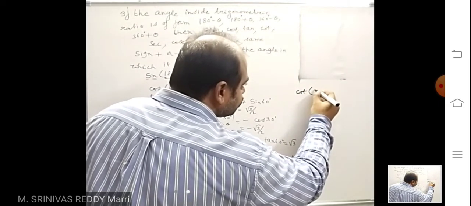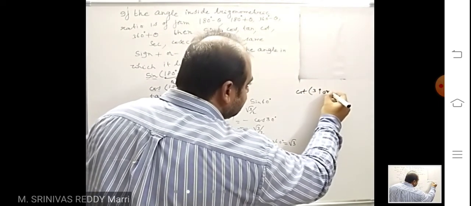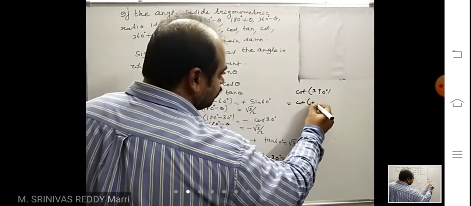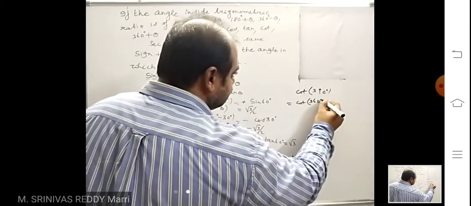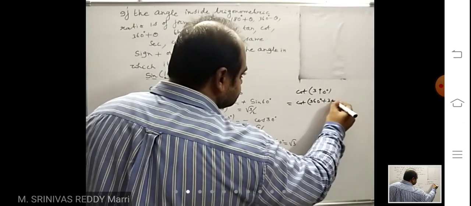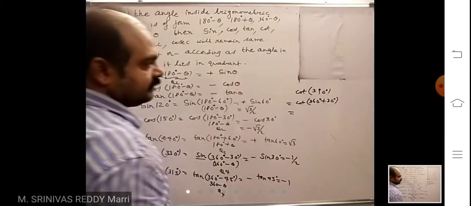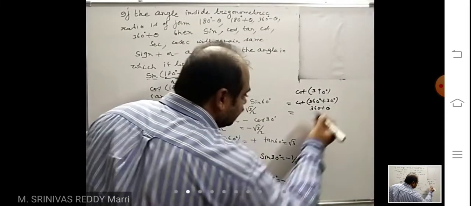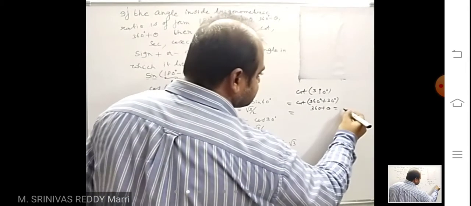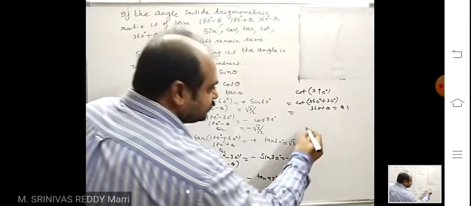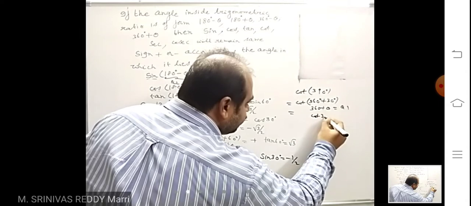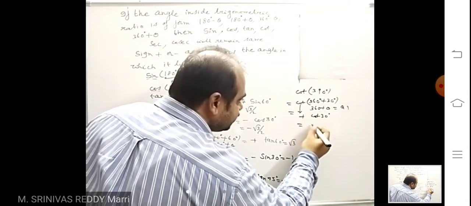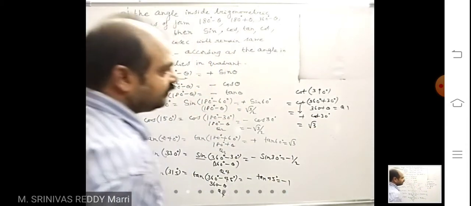Cot of 390 degree is nothing but cot of 360 degree plus 30 degree. So look at this, it is of the form 360 plus theta. 360 plus theta means quadrant 1. So this is cot theta, and in the first quadrant cot is what? Plus. That means cot 30 is nothing but root 3.